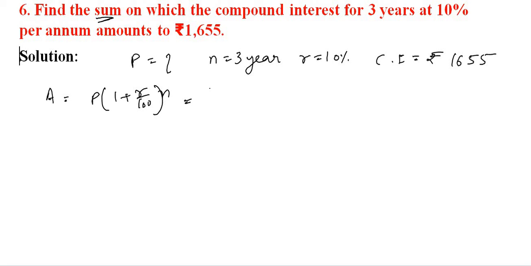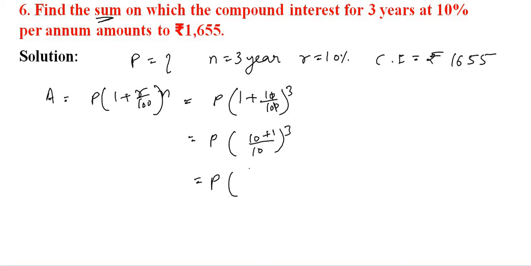How much is the value of P? P is not given. 1 plus R upon 100 is given as 10 upon 100, and the power n is 3. The 0s will get cancelled. Okay, and here for P, we will take the LCM, it will be (10 plus 1) to the power 3 upon 10.